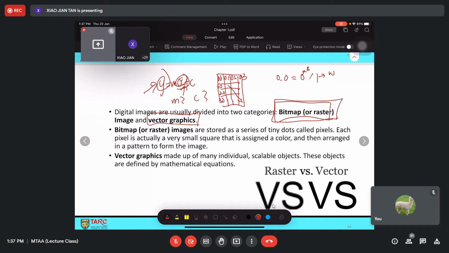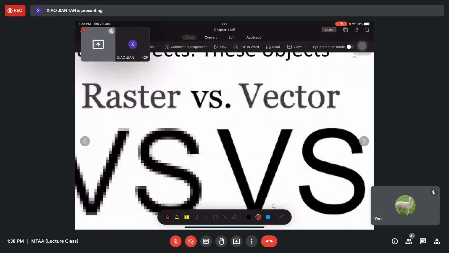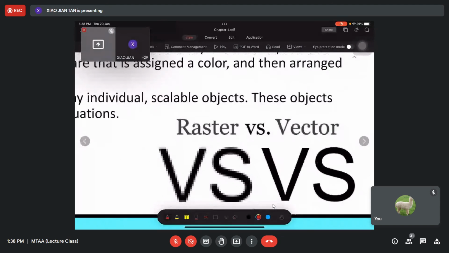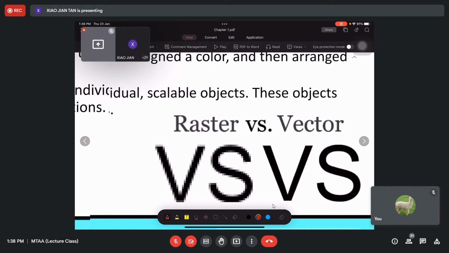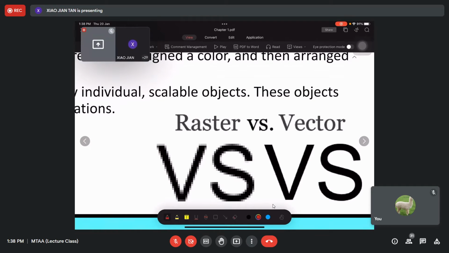Okay, so vector graphic is always defined by the equation. Of course, not this equation, this is just an example. Vector is defined by equations, so it would always be displayed at its best state. So whenever you zoom in, the vector would have a smooth edge, not like this one, with its blocky feel.